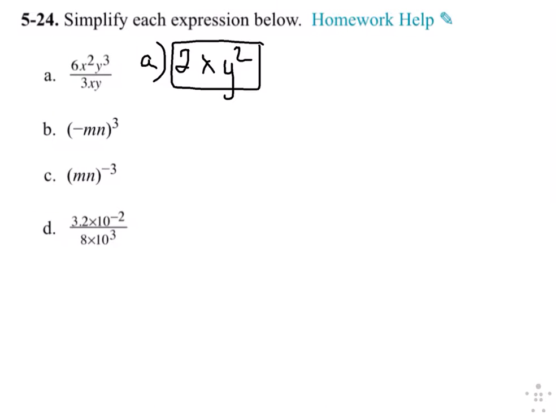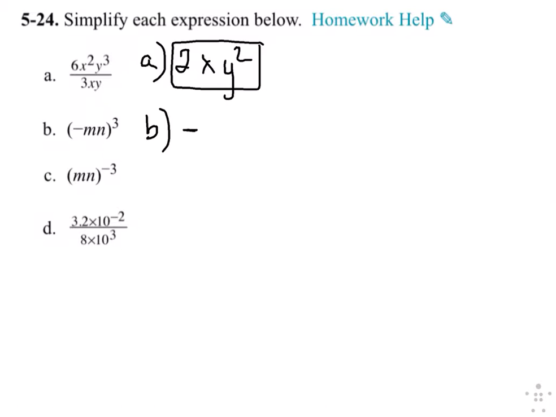So that's A. For B, we are going to raise to a power. Now let's think first. I'm taking a negative and I'm raising it to the third power. So a negative times a negative times a negative, that's going to be a negative answer. So we can now forget about that negative. We know that the answer is negative.